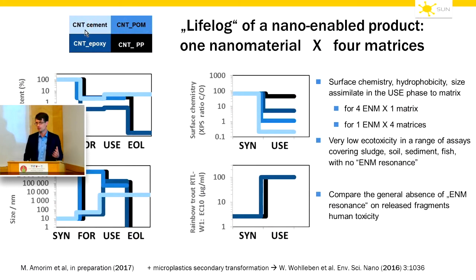So CNT in cement, and polyoxymethylene in epoxy, and in polypropylene. And in that case, we have a diversification of properties because, again, this material assimilates to the matrix. So what's originally a very hydrophobic material dominated by carbon here then assimilates to the matrix if we measure the fragments from the use phase.